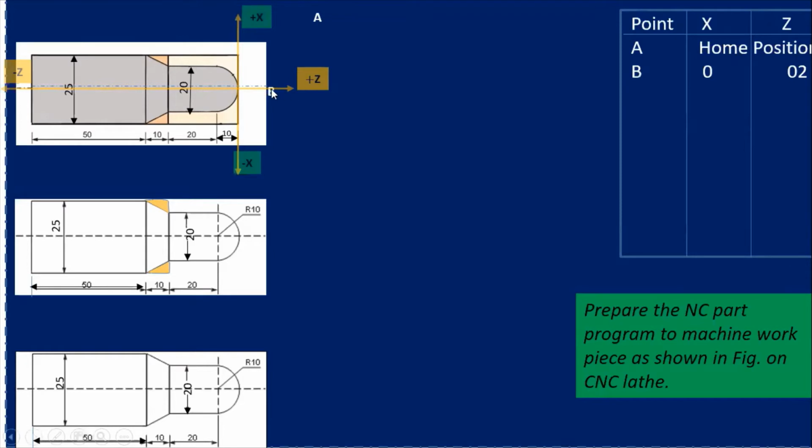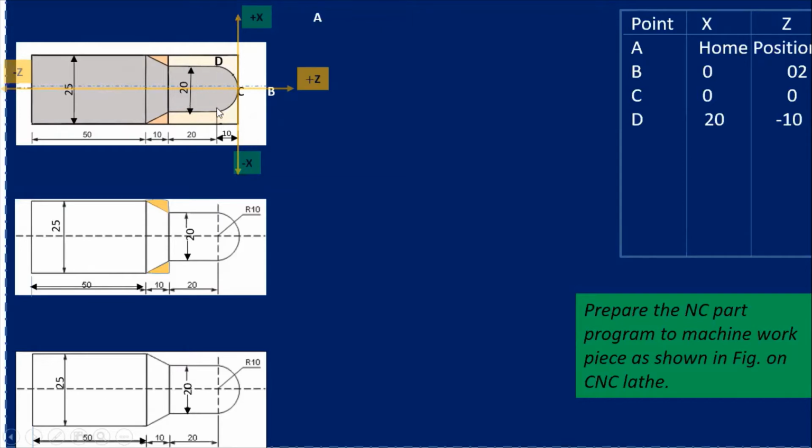Second, the B coordinates. Here X will be 0 and Z I have taken as +2. You can take 1, or 2, or 5 also, so that the tool will move just away from the component. Then the C coordinates will be 0, 0. After that, the D coordinates. D means the diametrical value, so my diameter will be 20.